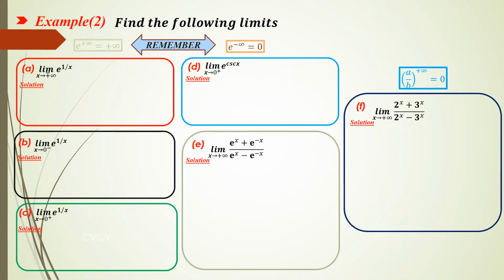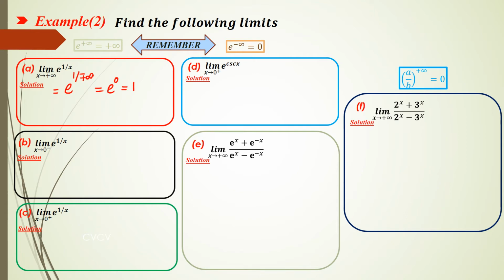In example 2, you have to find limits with exponential functions. So in part A, we have the limit of e to the power 1 over x when x goes to positive or negative infinity. So by direct substitution, this equals e to the 1 over plus or minus infinity. Now 1 divided by infinity or 1 divided by negative infinity equals 0. So we have e to the power 0, and as you know, e to the power 0 equals 1.